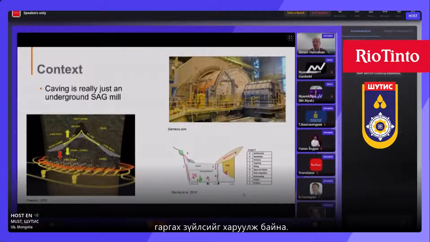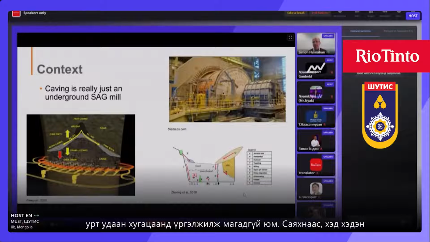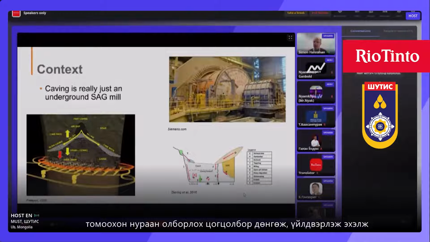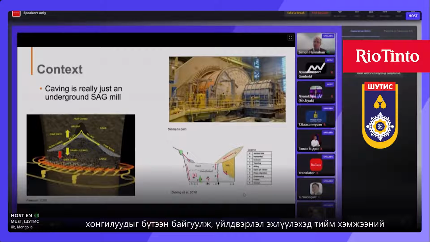Now, to link it to something which perhaps we're all more familiar with on surface, looking at the top right-hand corner, you'll see a figure of a SAG mill, which, as a lot of people know, is a large mill and a processing plant that grinds up ore. Essentially a cave, a block cave or a panel cave underground, does the same thing as that SAG mill, which Farron talked about earlier, where the rock, as it's falling down through the cave, breaks itself up as it's moving, which is the same thing that happens within a SAG mill.